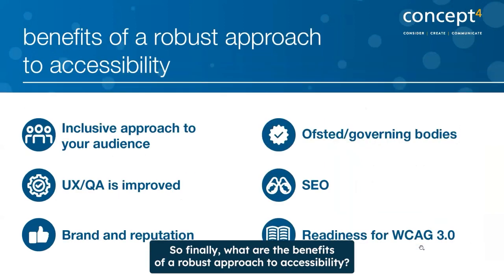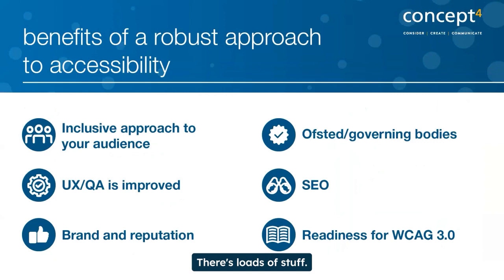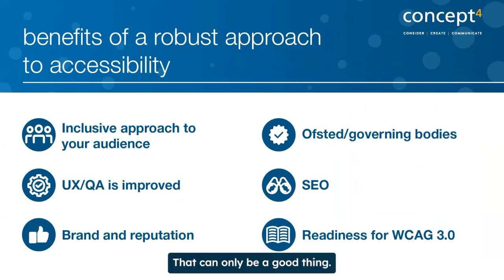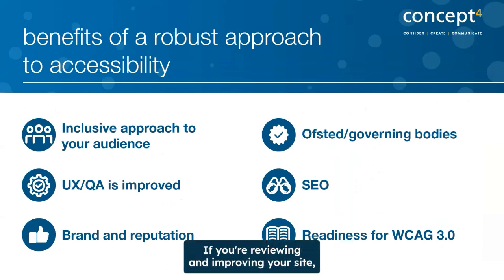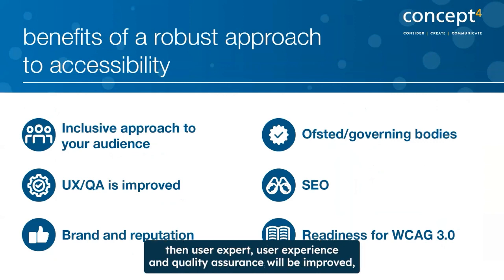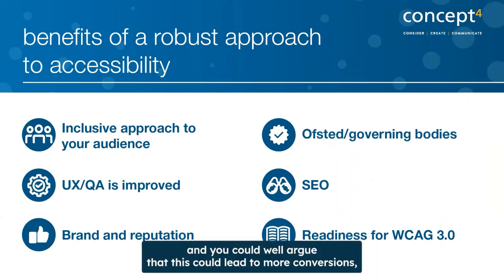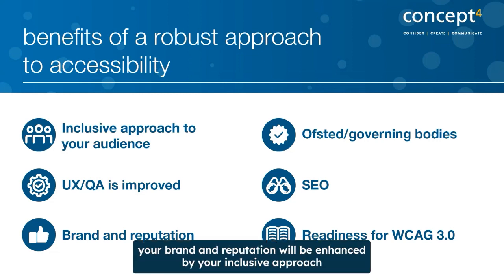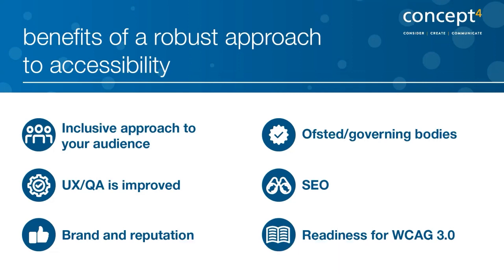So finally, what are the benefits of a robust approach to accessibility? There's loads of stuff. So for a start off, you're going to create an inclusive approach to your audience. That can only be a good thing. If you're reviewing and improving your site, then your user experience and quality assurance will be improved. And you could well argue that this could lead to more conversions, whatever a conversion means to your website. Your brand and reputation will be enhanced by your inclusive approach.